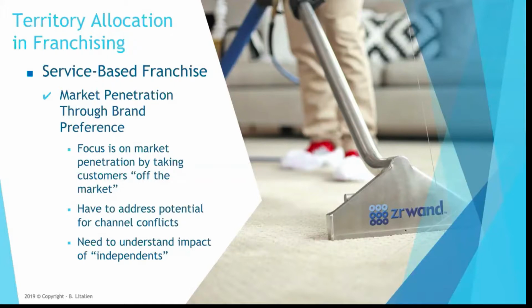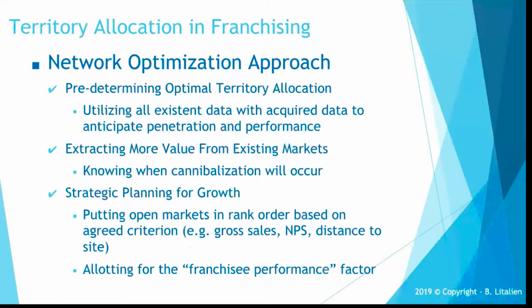So all of that to lead us to what I really want to emphasize today on territory allocation on our next slide, which is network optimization approach. Now, network optimization approach has been around for a long time. I ran into it at ExxonMobil, and it has been used in the oil and gas industry very, very successfully for decades. And they will go into a market and they will run very, very sophisticated modeling to determine what that market should look like at maturity, no matter what stage it's in today.